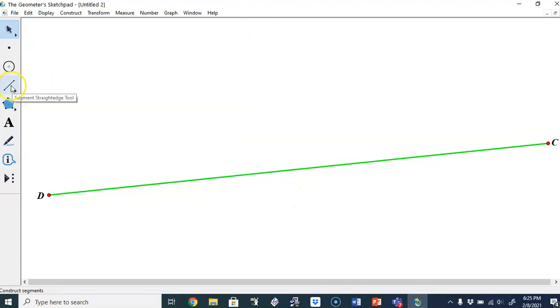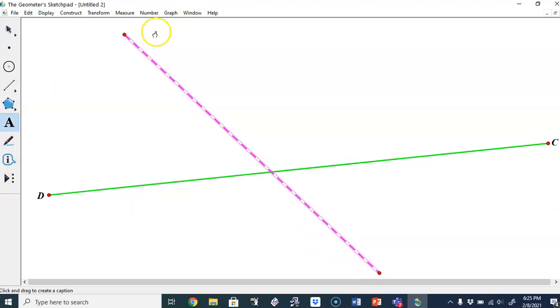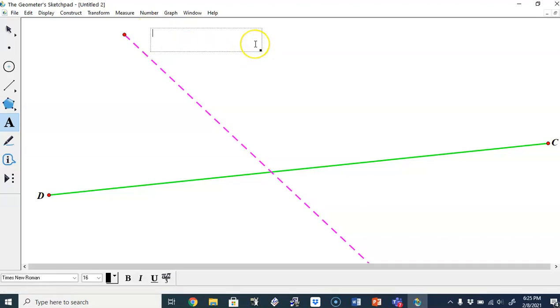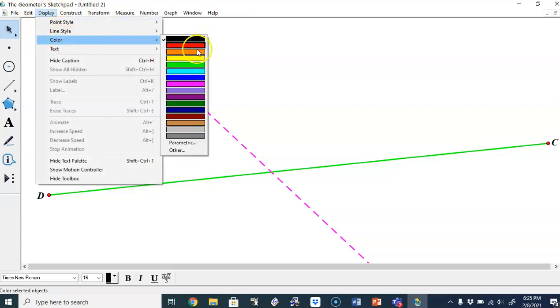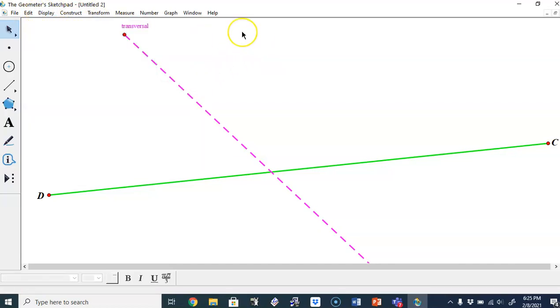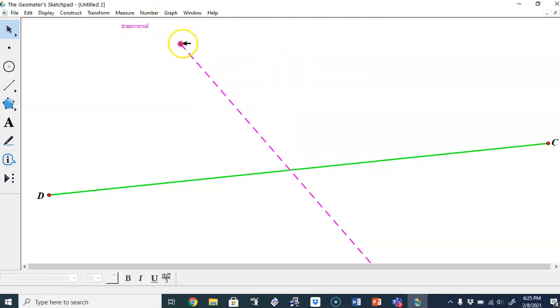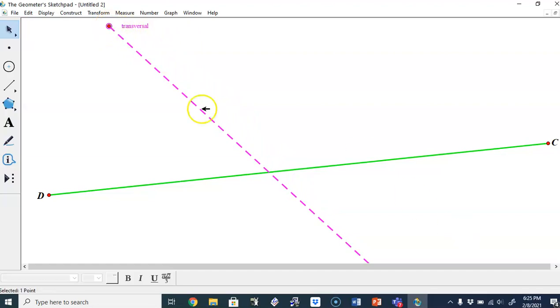Okay, so the first thing I'm going to do is draw the transversal. This might be a little bit out of order, but I'm going to do it this way anyway. All right, so this pink line is going to be my transversal. Let me write transversal here. Pink line is the transversal, and we can grab this transversal and move it around anywhere we want, and that's going to be key to our little study here.